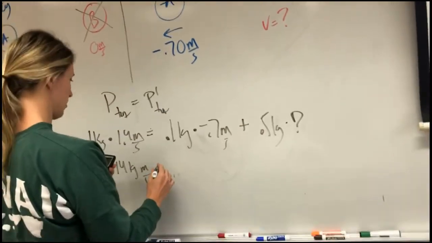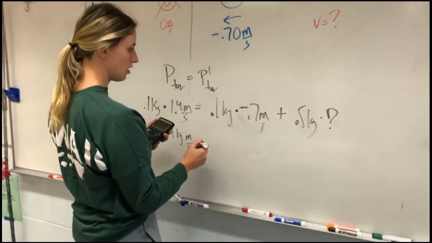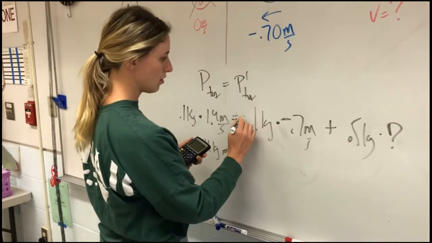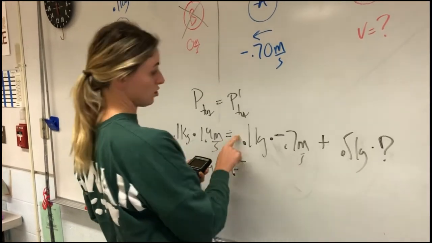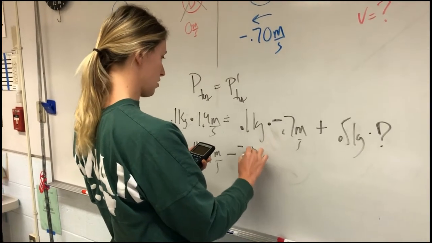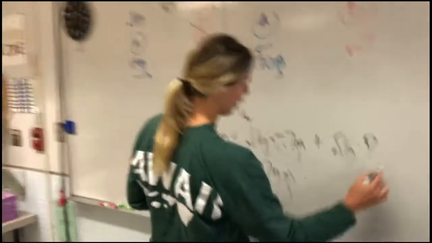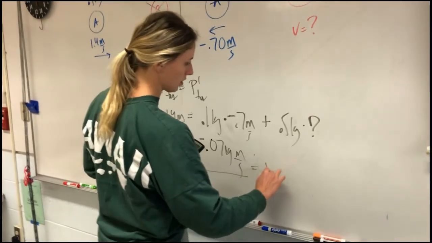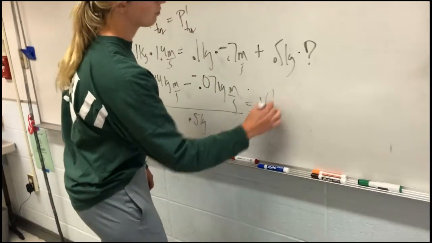And I'm just going to go ahead and add that onto this side, right? Actually, you'd subtract it. Subtract a negative is the same as addition. So to subtract a negative, 0.07 kilogram meters per second, and that's all divided by 0.5 kilograms, and that's going to give me the velocity of ball B prime.